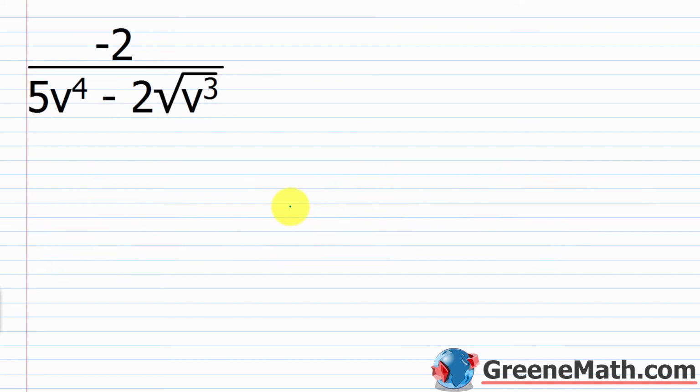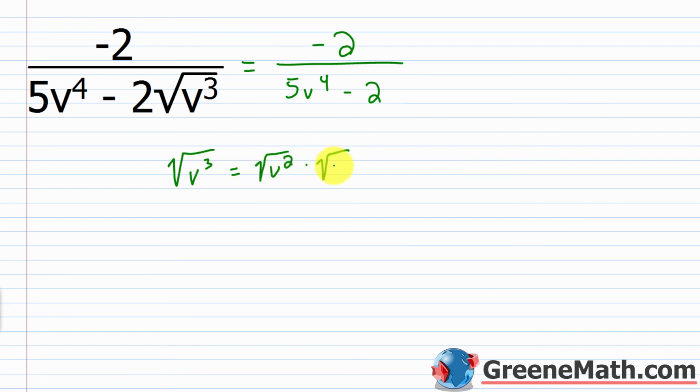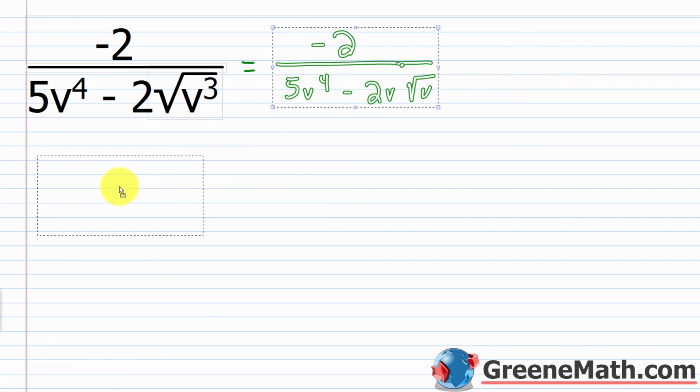All right, for the next one, I have negative 2 over 5v to the 4th power minus 2 times the square root of v cubed. Now, what I can do before I even start, I can simplify. I can think about the square root of v cubed as the square root of v squared times the square root of v. Square root of v squared is v, so I can write this as minus 2v times the square root of v. So I like to simplify before I even think about anything else because it just makes my calculations easier in the end. So let me kind of drag this down so we have a little room to work. Okay, let me put this over here.